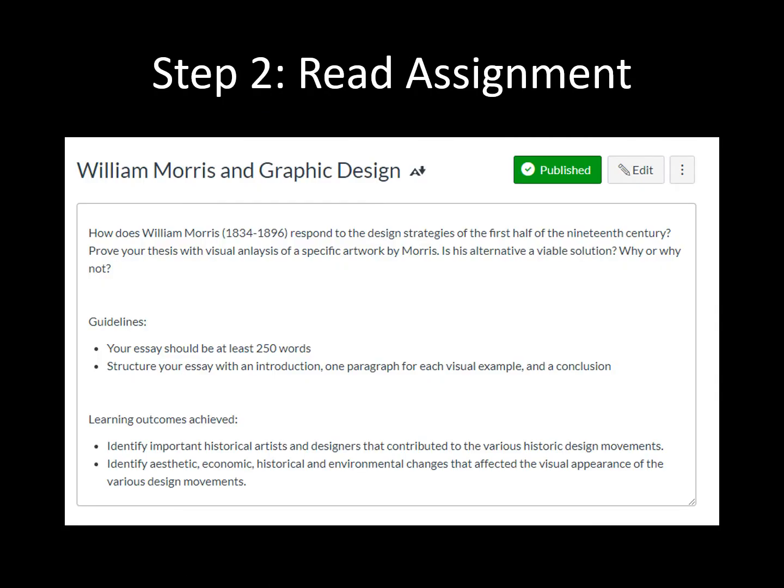Next, read the assignment. How does William Morris respond to the design strategies of the first half of the 19th century? Prove your thesis with visual analysis of a specific artwork by Morris. Is his alternative a viable solution?